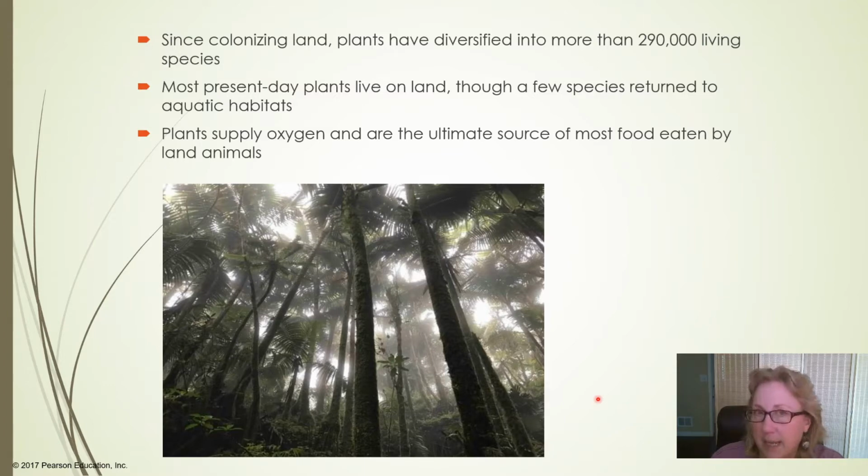So plants today are almost 300,000 named species. And almost all of these plants are terrestrial. They live on land. There are a few species that have returned to live in aquatic habitats, like some seagrasses, but most of the plant-like things that live in the ocean are in fact algae. Some of them are green algae, which we'll talk a little bit about.